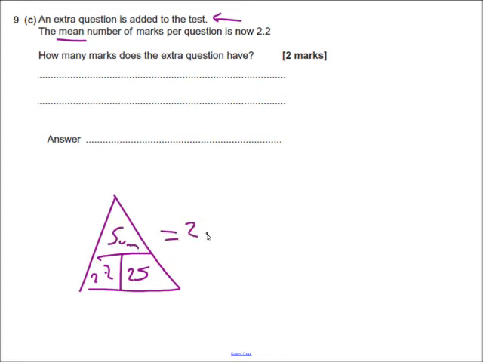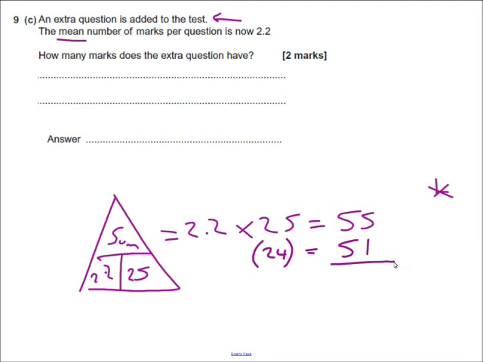So 2.2 times 25 gives us 55. And again, do this on your calculator. We know from the previous question that the total number of our marks for 24 questions was 51. So the extra question that has been added is worth 4 marks.